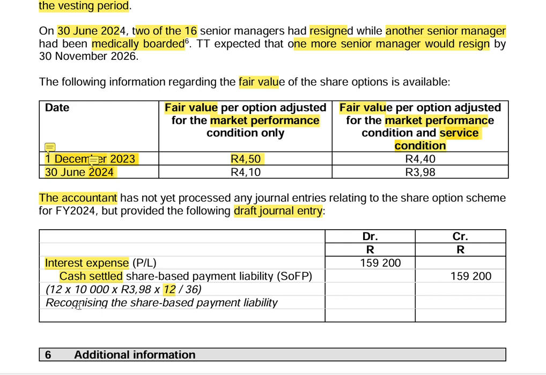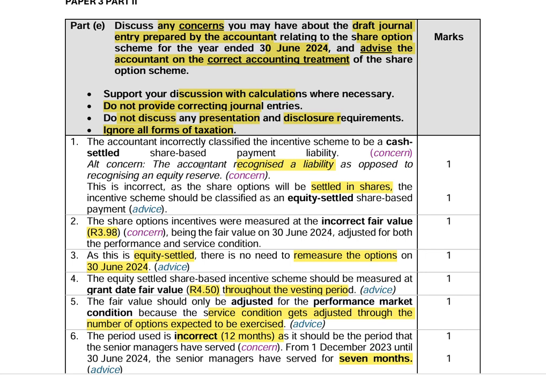And then what it is saying here is recognizing share-based payments liability. Now that we've looked at what we have in the scenario, it is time that we go back and look at what we have in the solution. Now we're looking at the solution. The solution says the accountant recognized the liability. That was incorrect, because we should have recognized the equity reserve.